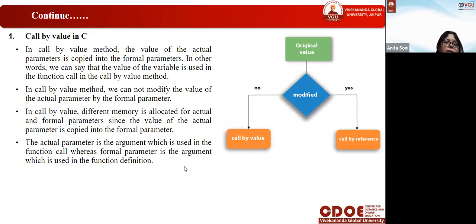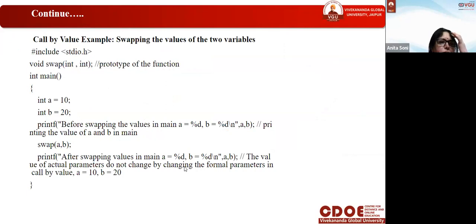In the call by value method, this is the limitation, the drawback: we cannot modify the value of the actual parameter by the formal parameter. As I have already told you, in call by value, memory is allocated differently to the formal and actual parameters. Even if you use the same name, the compiler will treat them differently. These are all examples of call by value.